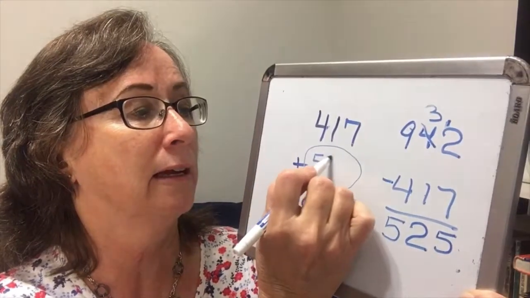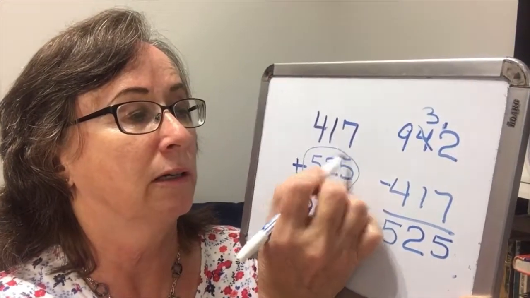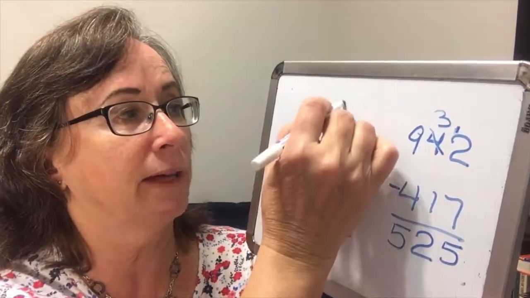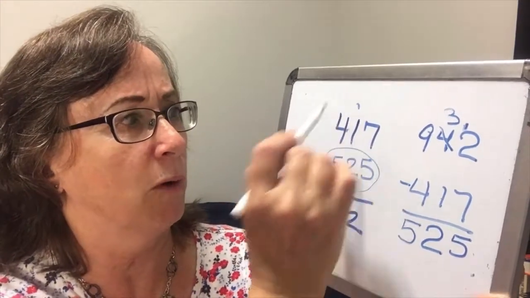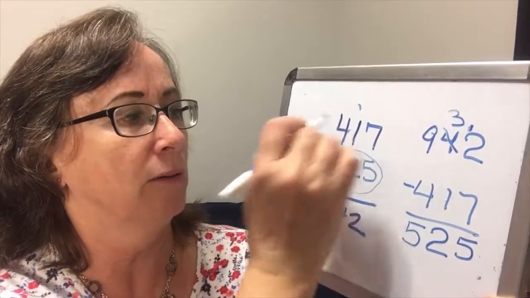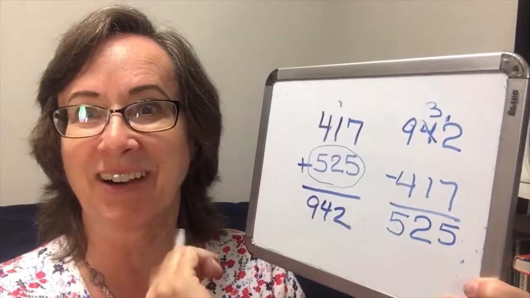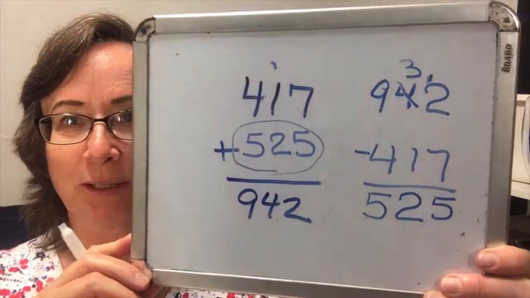Let's check and make sure. 7 plus 5 is 12. Carry your 1. 1 and 1 plus 2 is 4. 4 plus 5 is 9. It works. And that is problem number 2.